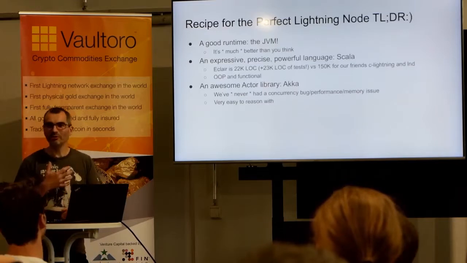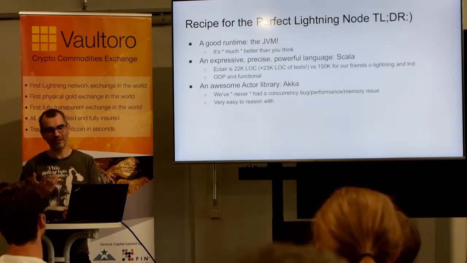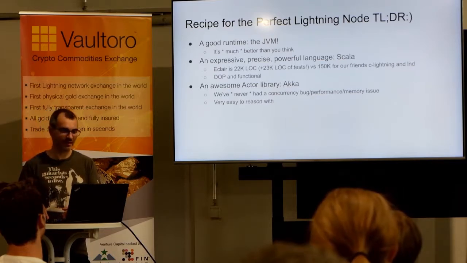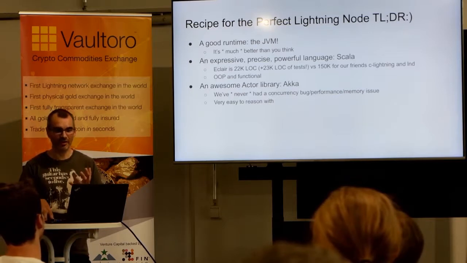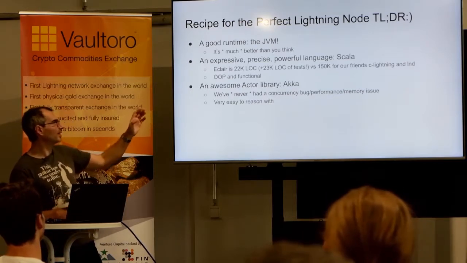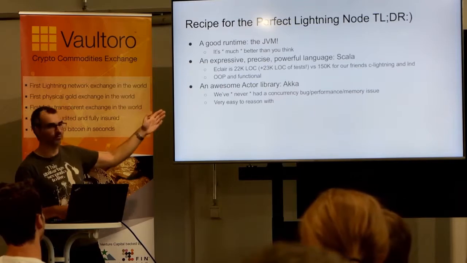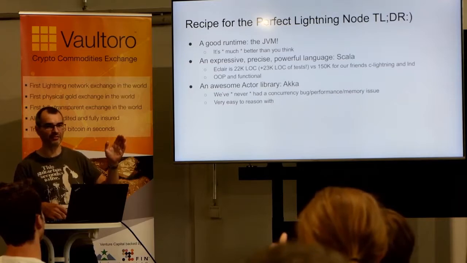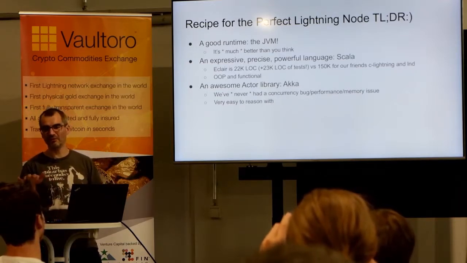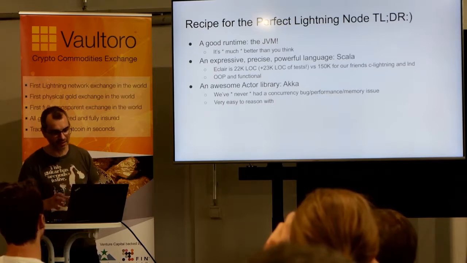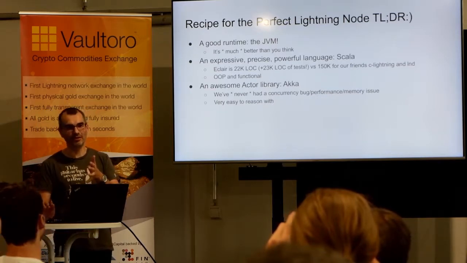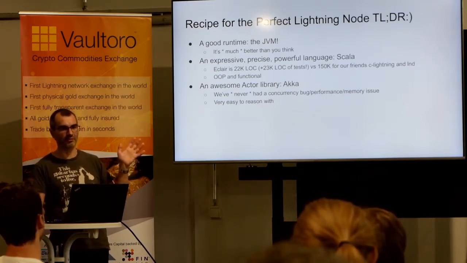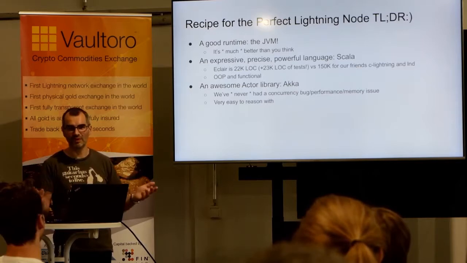I would say that in our point of view, obviously, the recipe for the perfect Lightning node is a good runtime, and that's the JVM. And again, it is better than you think. An expressive, powerful language. Eclair now implements everything in the specs, and it's basically 20,000 lines of code. It's really, really less than what our friends are doing. I don't know about Rust Lightning, but our estimation is about 150,000 lines of code for C Lightning and LND. We have seven times less and with the same constraints.